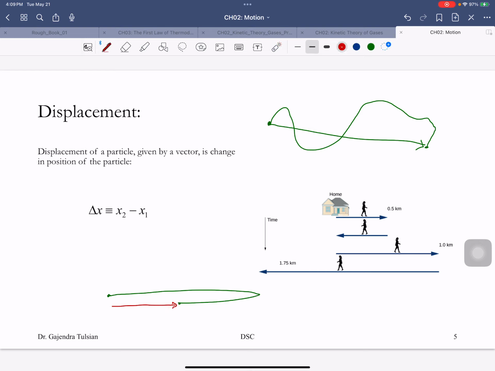So if you went for a walk, started here, go there and come back, your displacement vector for this journey is 0, the 0 vector. So let's say you walk from here to there and then back there. In that case, the displacement vector would be this vector. All right, so the displacement vector is your final position minus your initial position vector.